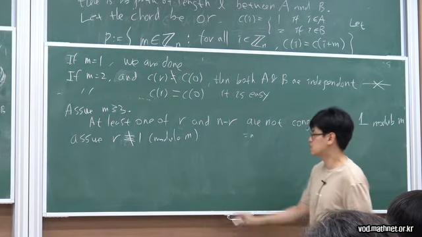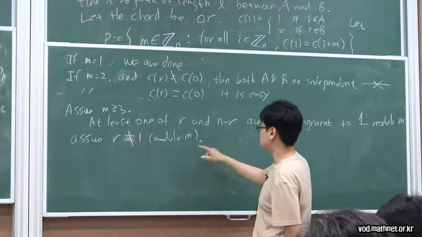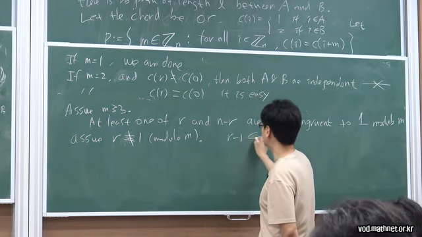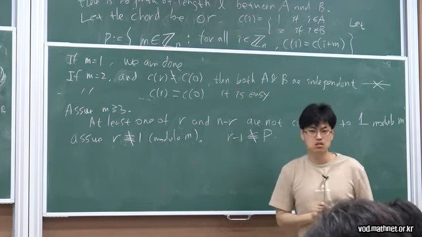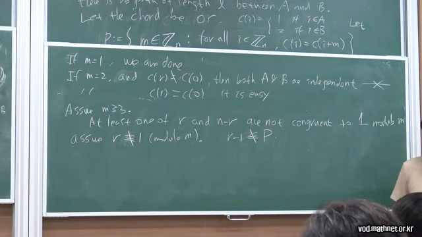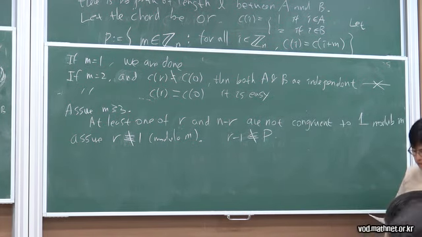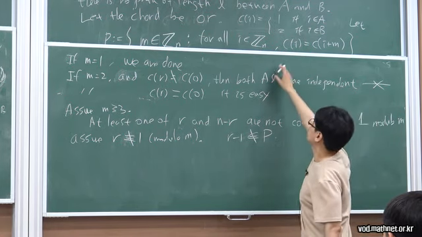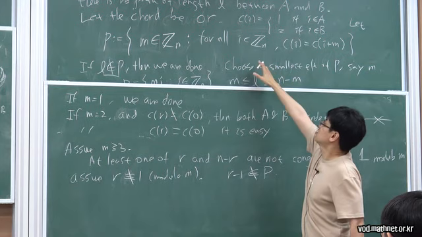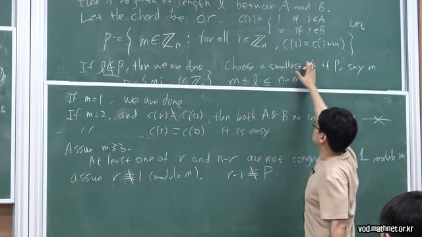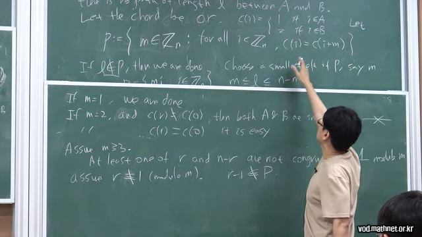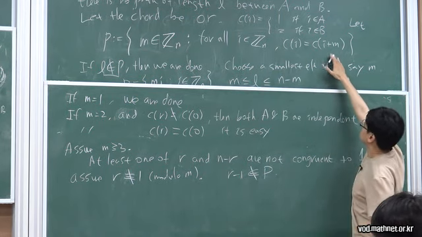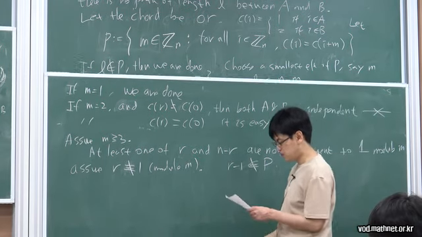So this means that R minus 1 is not a multiple of M. So R minus 1 is not in P. Elements in P are all the multiples of M. So in this case, R minus 1 is not in P. Because of this definition, P is defined this way: for all I, no matter where we start, M later we end up in the same part.